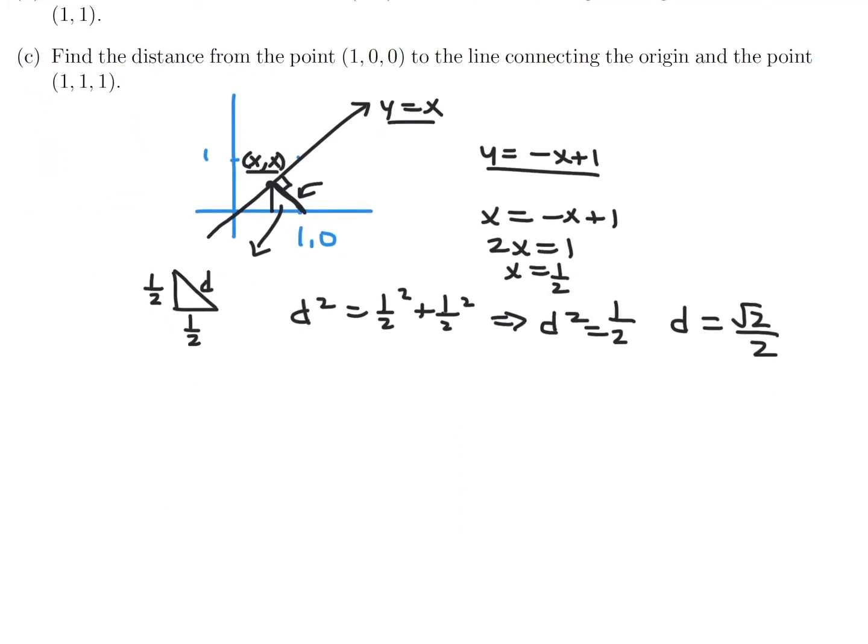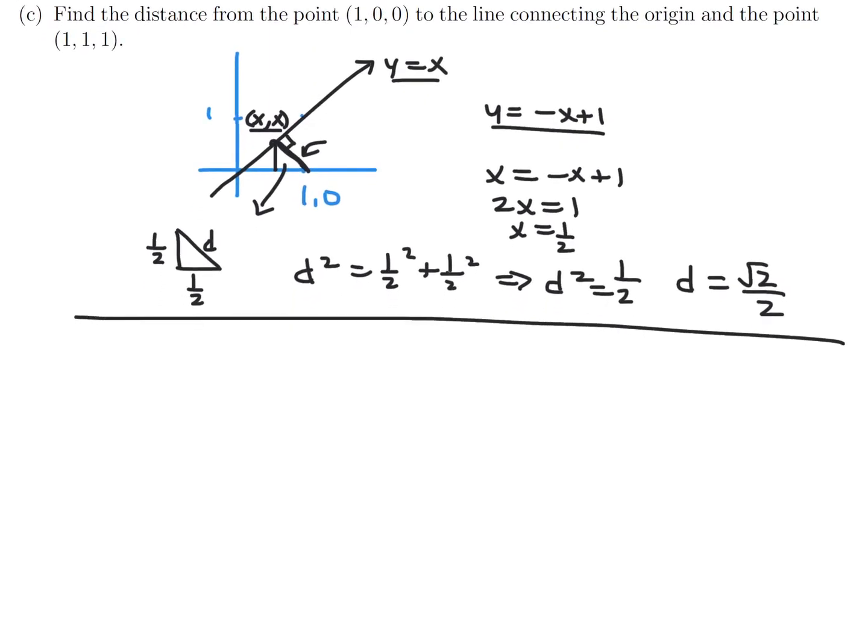Part C, the distance from point (1, 0, 0) to the line connecting the origin and the point (1, 1, 1). Okay, so this time, now we're getting into 3D here. So since we're talking about 3D, I will just draw a cube of side length 1. I think that's the easiest way of doing this to avoid confusion. Okay, so that is a cube of side length 1, right?